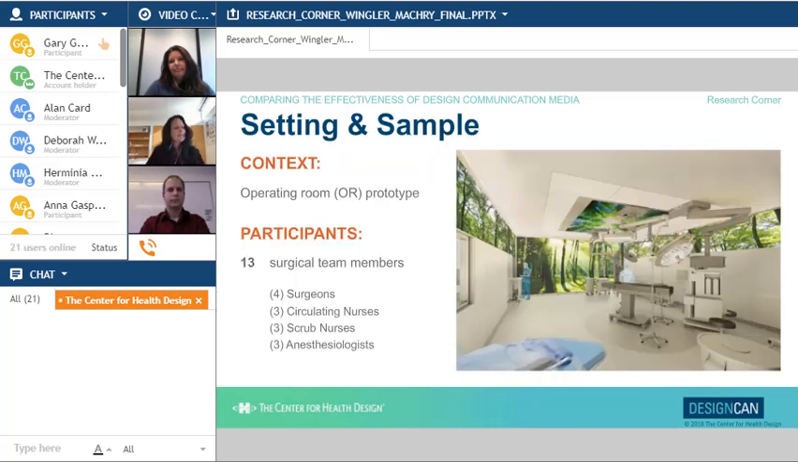Like I had said before, the context for the study was an operating room prototype. And for our participants, we had a total of 13 surgical team members, 4 of which were surgeons, 3 of which were circulating nurses, 3 of which were scrub nurses, and additionally 3 anesthesiologists.